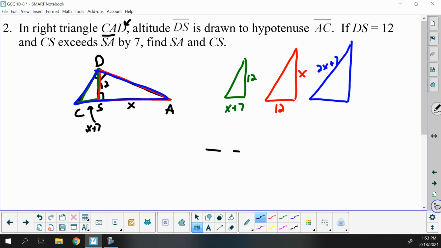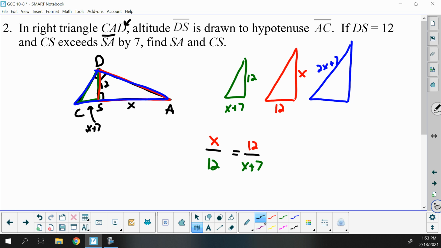So we'll have our proportion. Maybe we'll start with x in the red triangle. That should match with 12 in the green triangle. Go back to the red triangle, we'll have 12, and that matches with x plus 7 in the green triangle.